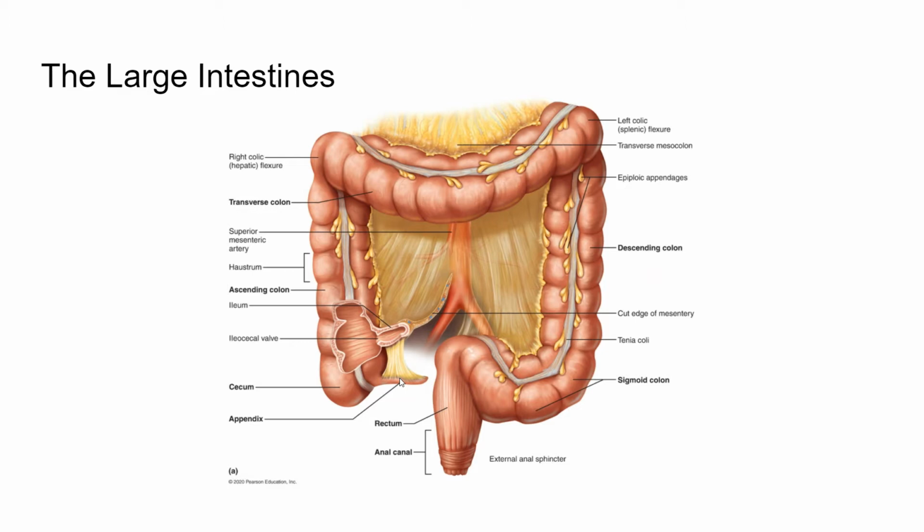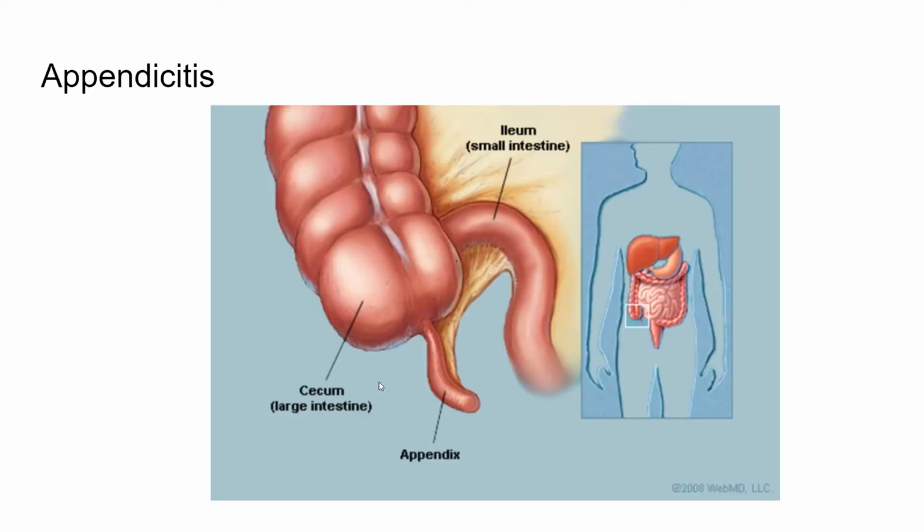Well, the appendix can get blocked because it has a very small opening here. Well, it has a small opening for adults. Actually, when you're younger, the opening is a lot bigger, and so people who typically have appendicitis are younger in age because this opening is bigger and it can get blocked by stuff that is in the large intestines, and then it can cause an infection and cause the appendix to get inflamed.